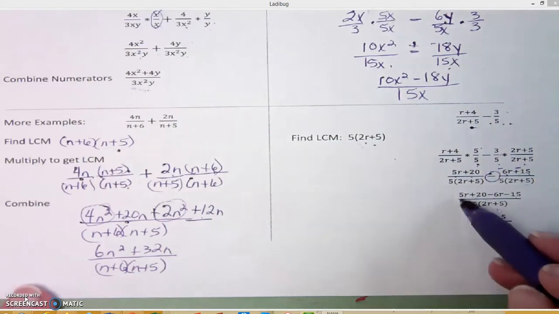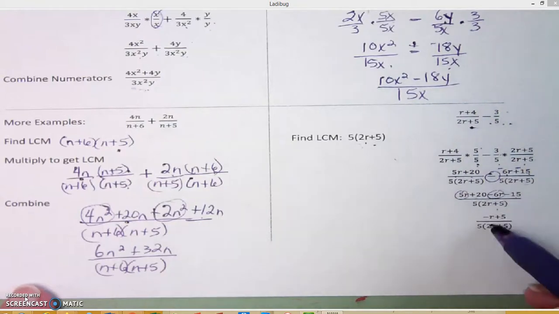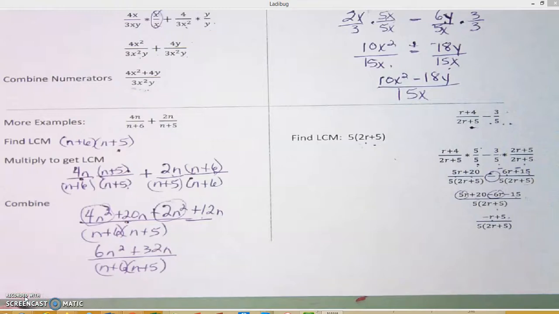And when I combine like terms, I have 5r minus 6r. I get a negative r. And 20 minus 15 is 5. And so there you have your answer.